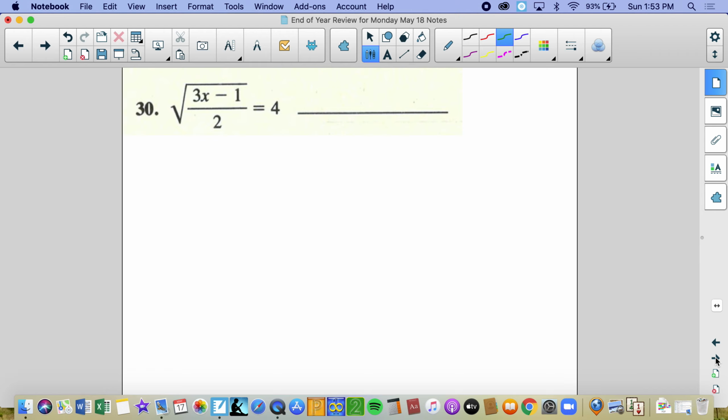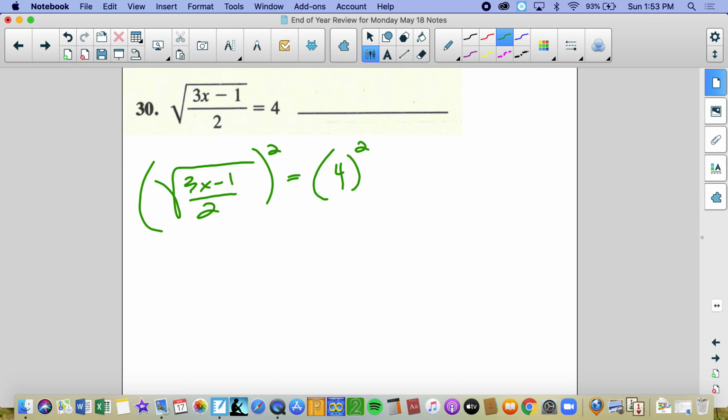Number 30, we have a square root. What gets rid of a square root? A square. So we are going to square. The inverse of square root is squaring. So what we do to one side, we're going to do to the other. Now notice we are not taking the square root of a variable being squared, so we don't do plus or minus here. We just are going to get rid of that square root by squaring. We're left with 3x minus 1 over 2 equals 16.